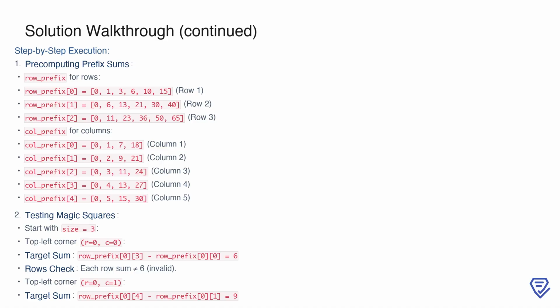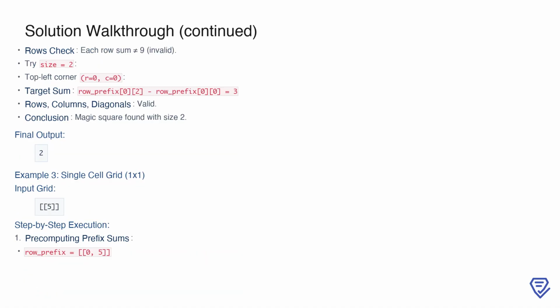Testing begins with a size of 3, starting at the top left corner, 0, 0, and using a target sum of 6. However, the row sums do not match this target, rendering the square invalid. The algorithm then shifts to the next possible position, 0, 1, with a new target sum of 9. Again, the row sums fail to match, confirming that no 3x3 magic squares exist in this grid.